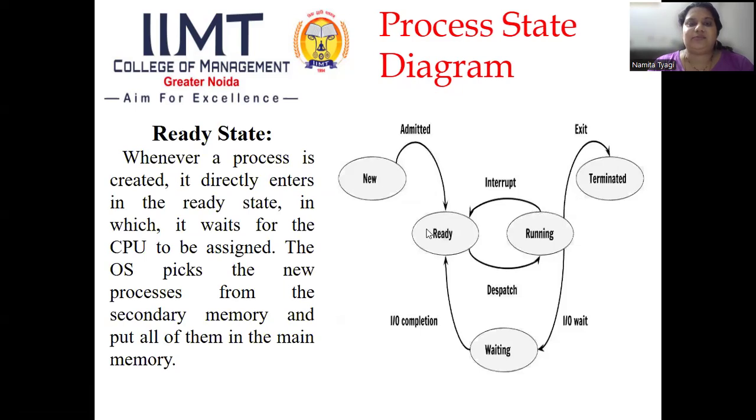After the new state, the process enters the ready state. The process is being created. Now it directly enters the ready state, meaning the process is picked automatically by the OS and it waits for the CPU to be assigned. From the ready state, the process further goes into the running state, meaning the CPU is assigned to the process so that it easily goes into the running state. The OS picks the new process from the secondary memory and puts it in the main memory.